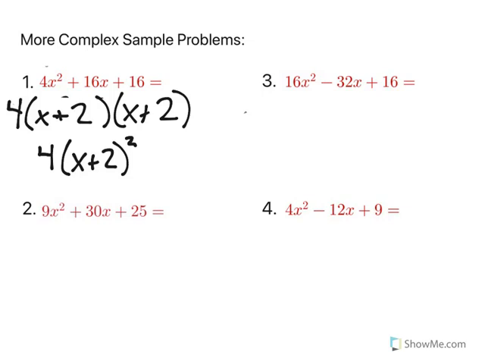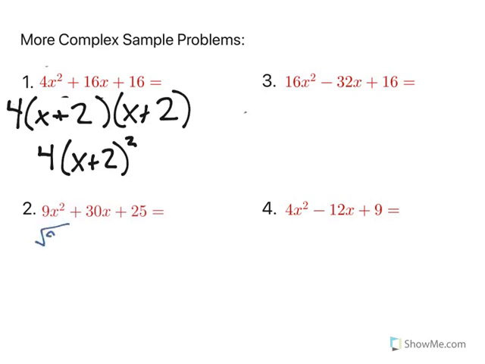Okay, looking at problem 2, we see that we have 9x squared as our first term. Factors of 9 are 1 times 9 and 3 times 3. Neither of those are going to go into 25 except for the 1, and therefore we're not going to factor a GCF at this point. Instead, we're just going to look at our perfect squares.